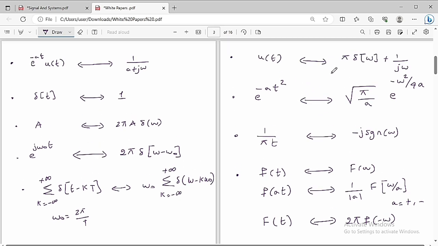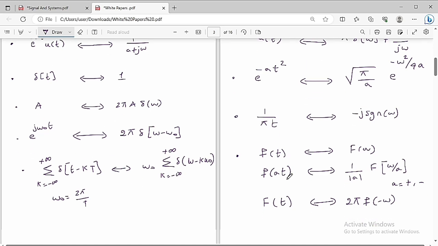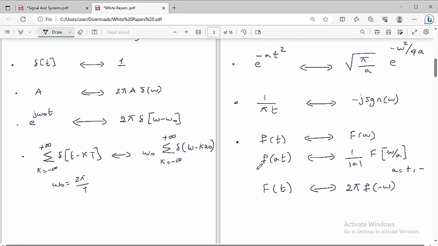And for u of t, the Fourier transform is pi delta of omega plus 1 by j omega. For e to the power of minus a t square, the Fourier transform is root over pi by a, e to the power of minus omega square by 4a. For 1 by pi t, the Fourier transform is minus j sigma of omega. For f of t, the Fourier transform is F of omega. For f of at, it is 1 by mod a, F of omega by a. And for capital F of t, the Fourier transform is 2 pi into small f of minus omega.